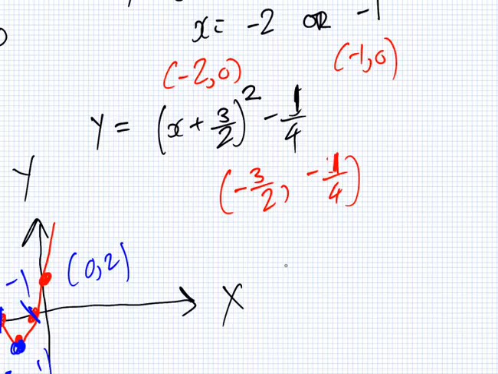X, Y. Okay, the first one, 0, 2, which can be like here. Next one, minus 2, 0, which can be like here. This one, minus 1, 0, which can be here. And then the last one would be like here. I know this is very, very ugly. So ugly. 0, 2. And then here, minus 2 and minus 1. And then down here, minus 3 over 2 and minus 1 over 4.